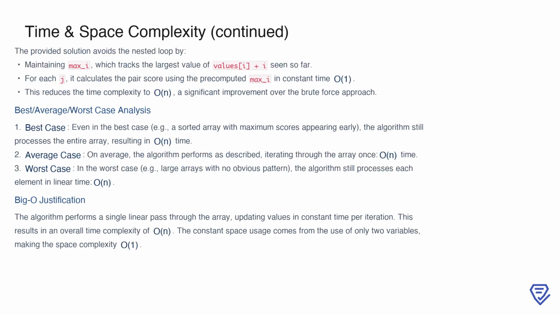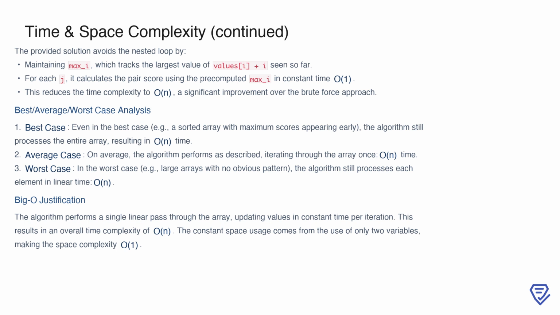The optimized solution achieves its efficiency by leveraging the pre-computed value of max_I, which tracks the maximum value of values[i] plus i encountered so far. For each index j, the pair score is calculated using this pre-computed value in O(1) time. This avoids redundant computations and ensures a single linear pass through the array.